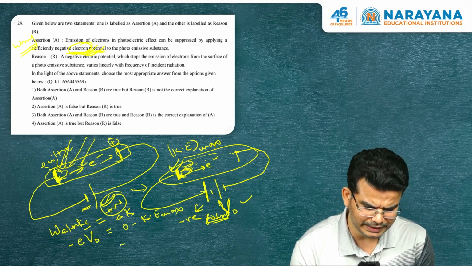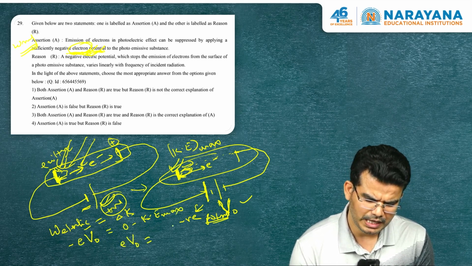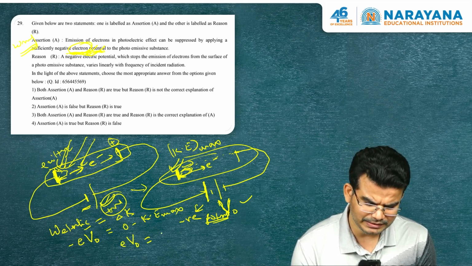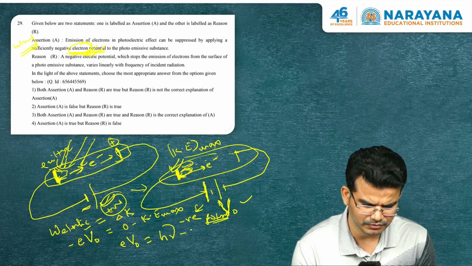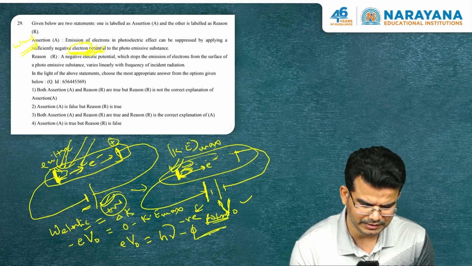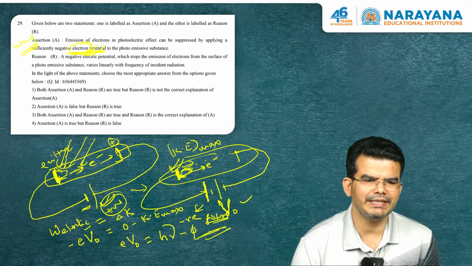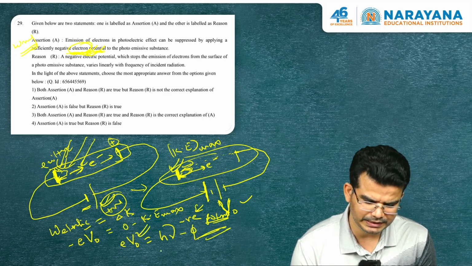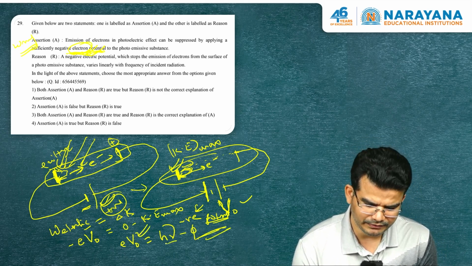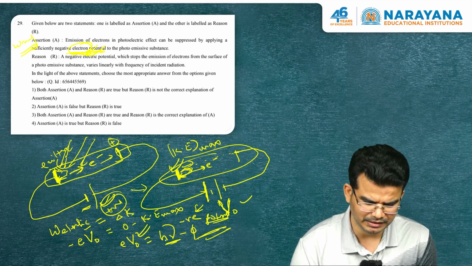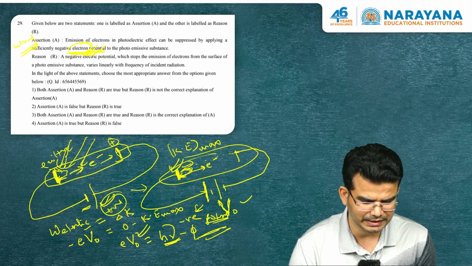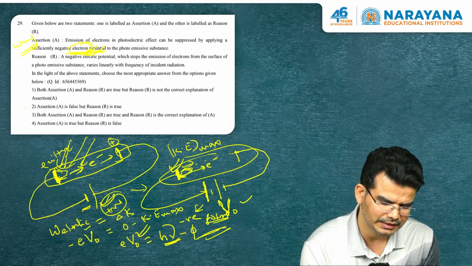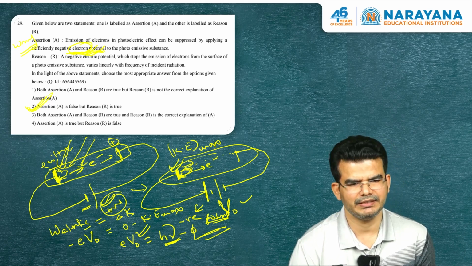So from here what are we getting? We are getting e V naught, and according to Einstein's photoelectric equation, this e V naught is equal to K E max. K E max we know is h nu minus work function. So this is a very simple relation. From this relation we can see that the stopping potential varies linearly with frequency, correct? So the second reason is 100% correct. So I can say the assertion is false, but the reason is true. This is our explanation. Okay, fine.